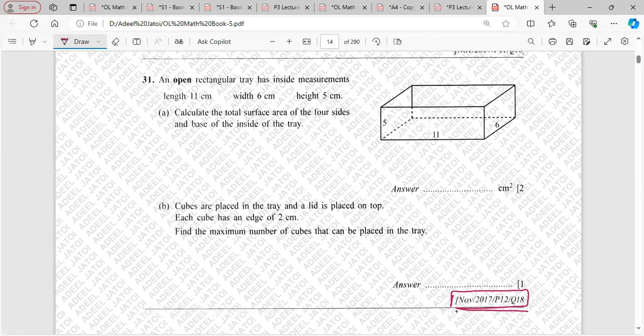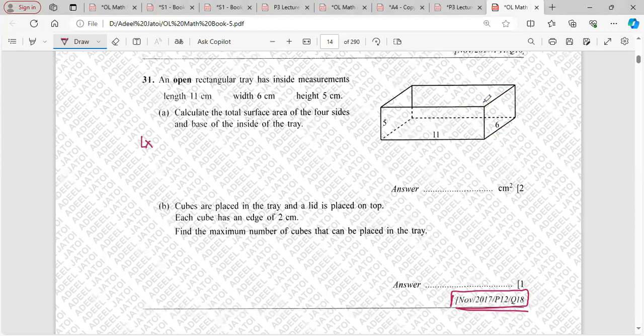Now, four sides and the base. So, what does it mean? This means that the top is not there. So if the top is not there, the shape contains the base, the right hand side wall, the back side wall, the left hand side wall, and the front side. It does not have the top. So how are we going to write it down?